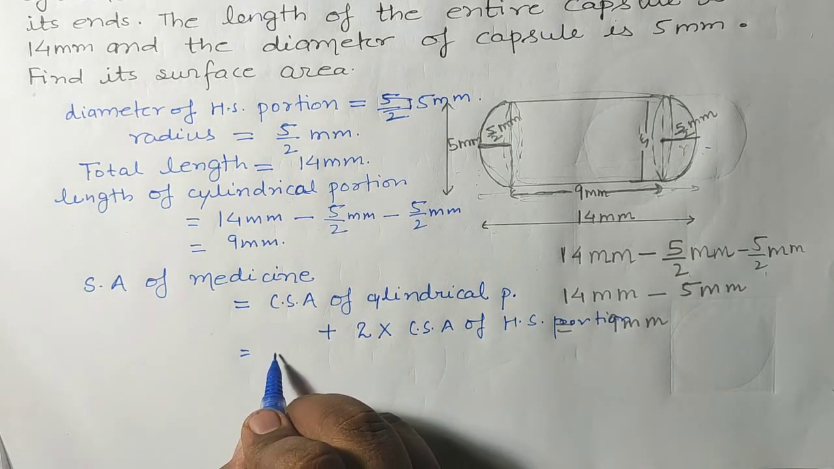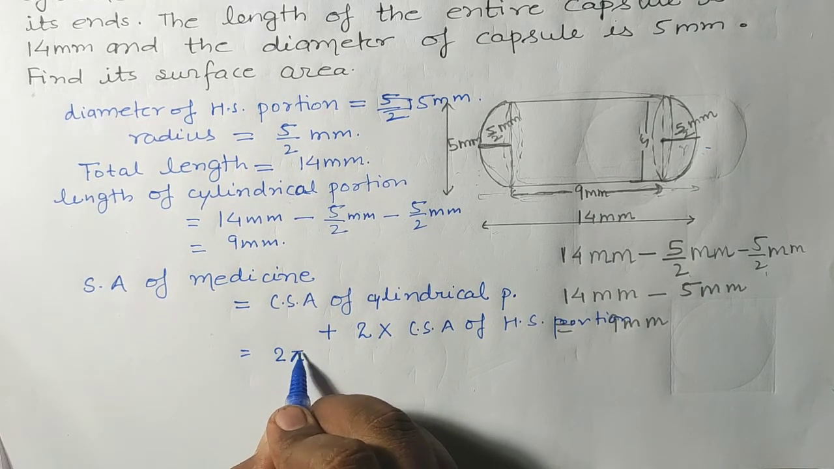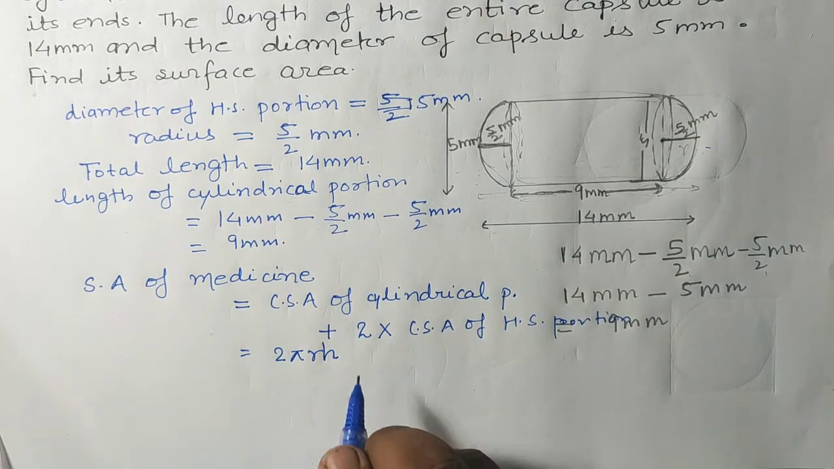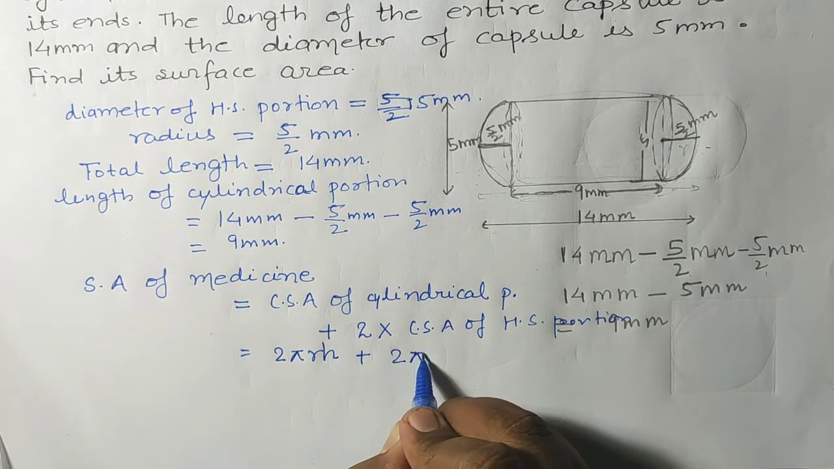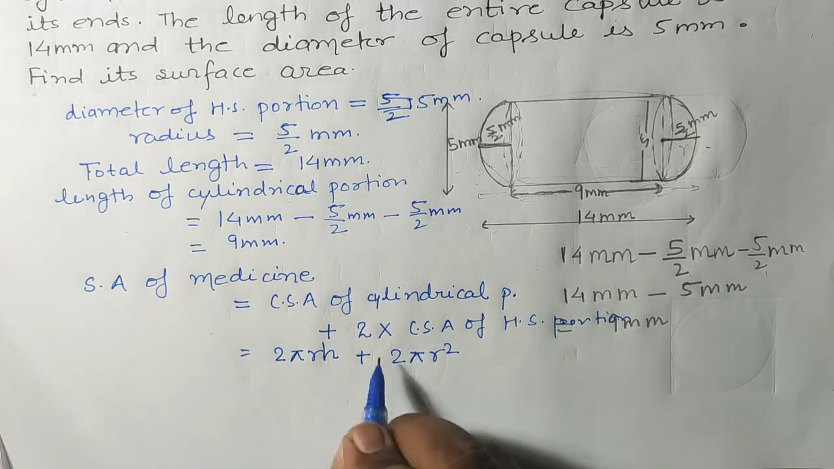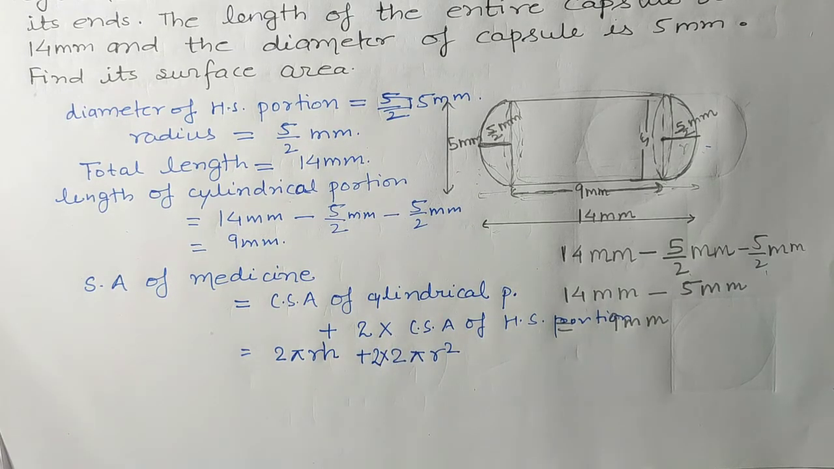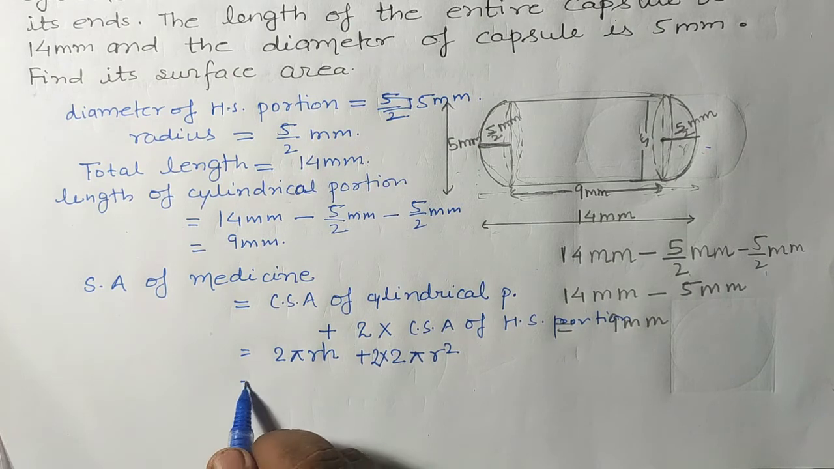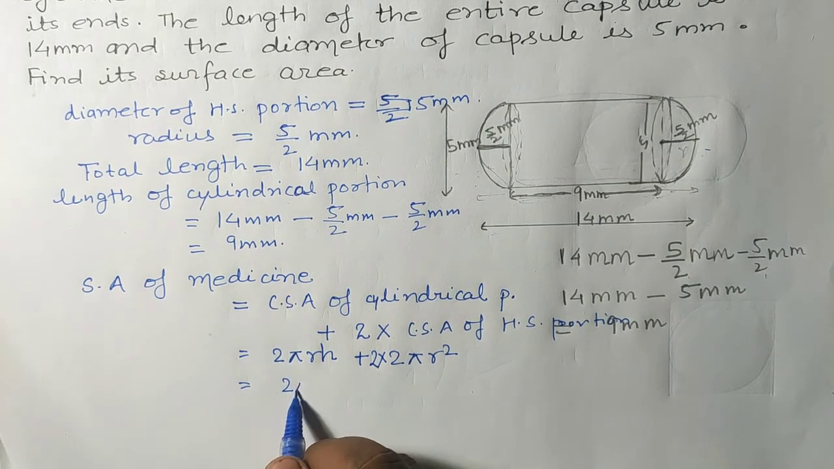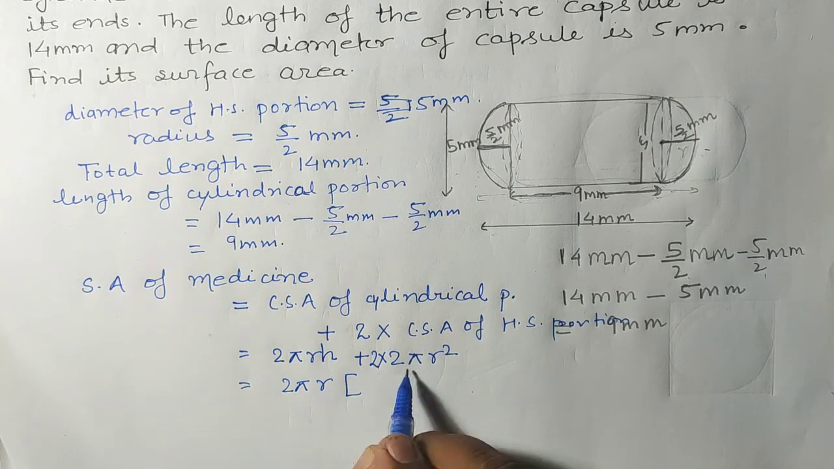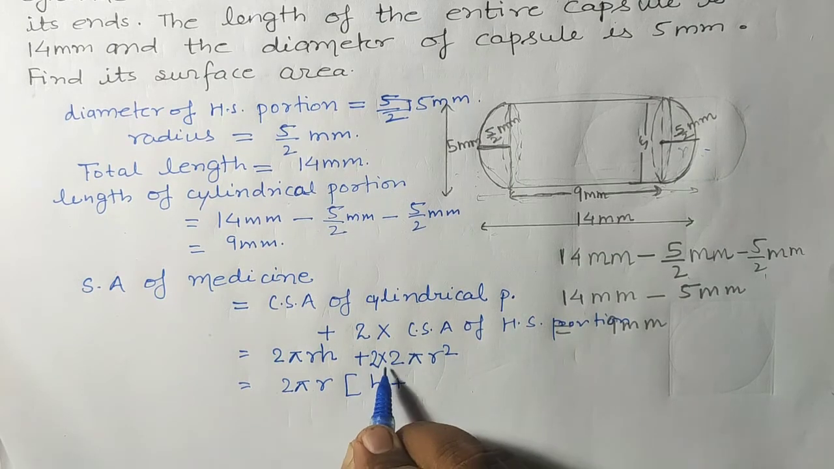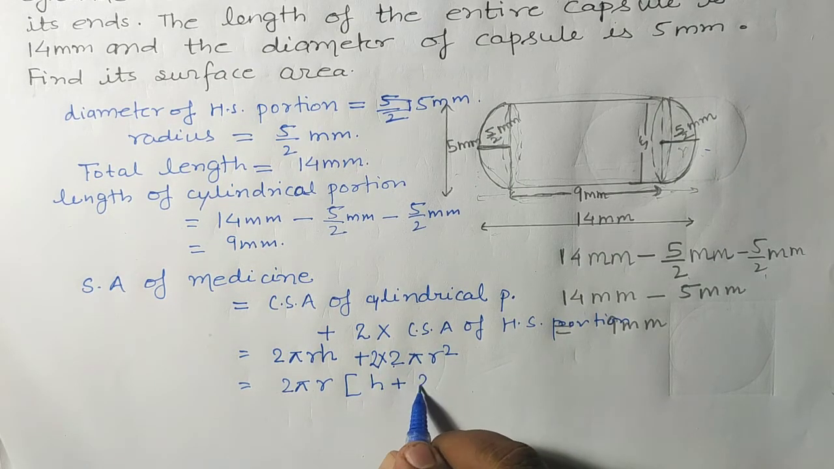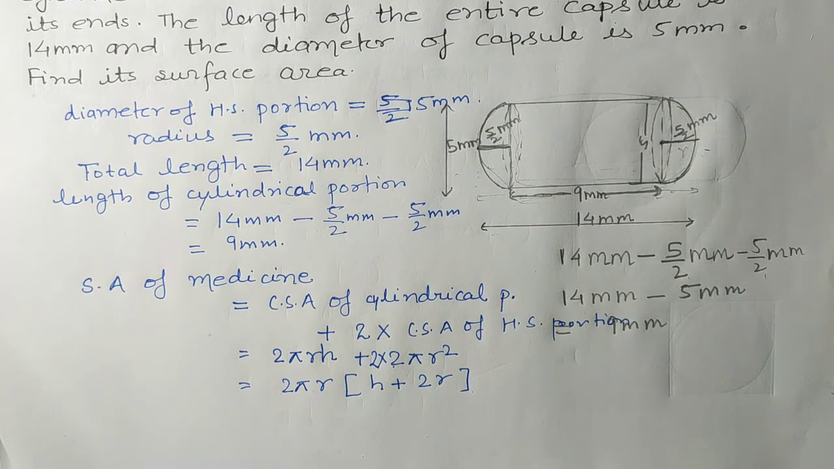So curved surface area of cylindrical portion is 2 pi r h, and curved surface area of hemispherical portion is 2 pi r square. Okay, but here it is 2 times, so you will multiply it by 2 also. So basically now you can take common 2 pi r. In this step you can take common 2 pi r. So what will be left? h from here and 2 r from here. So now put all the values.